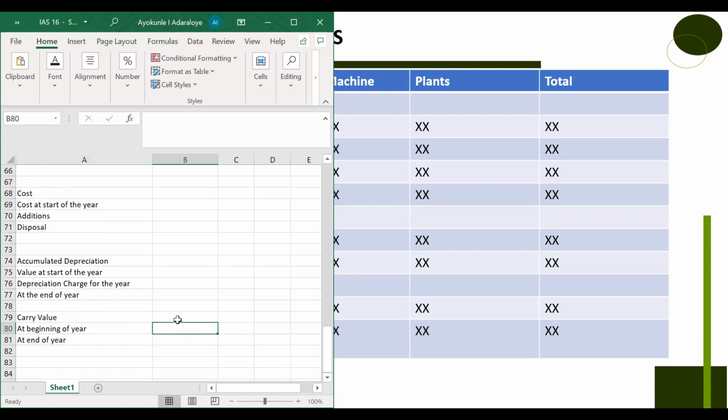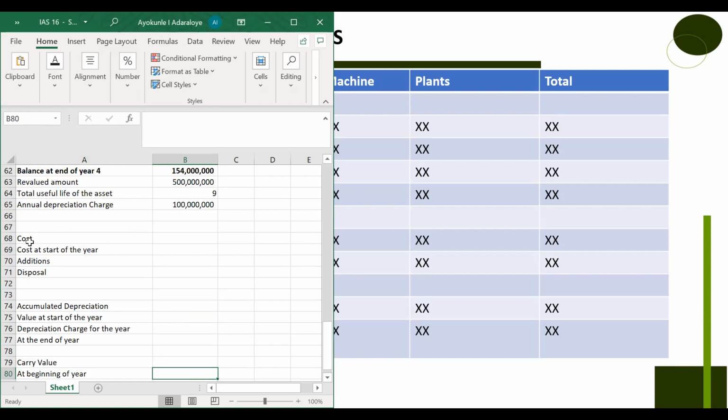Should I continue now? Yes. Are you with me? We have 7 minutes to get out of here. Okay, carrying value. I wrote carry value. What's going on? I think I need to eat. My eyes are seeing blurry.